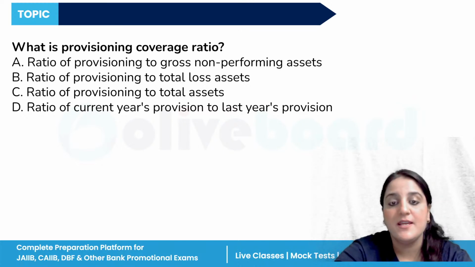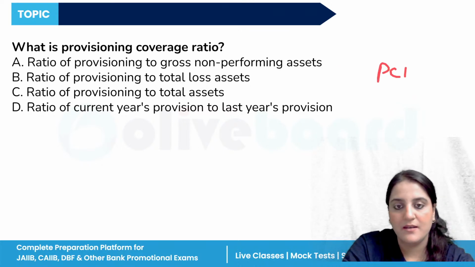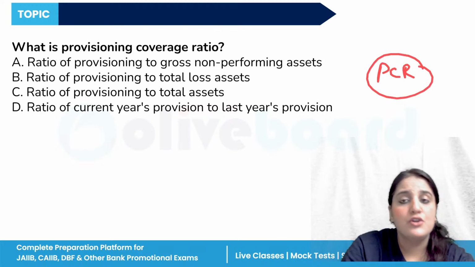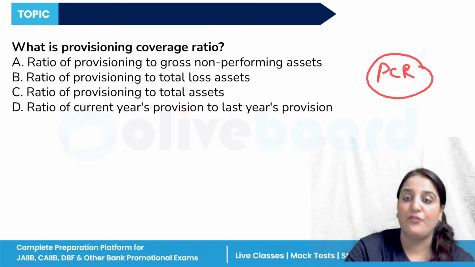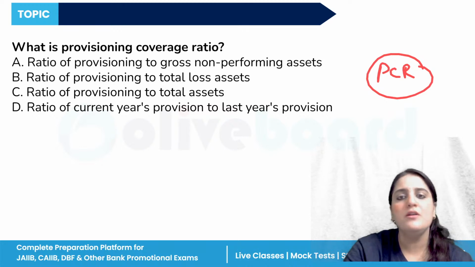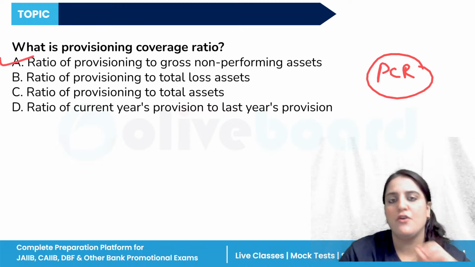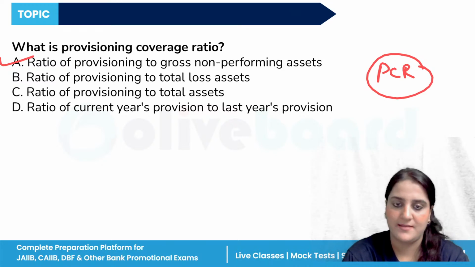What is provisioning coverage ratio? Provisioning coverage ratio, PCR, is essentially the ratio of provisioning to gross non-performing assets and indicates the extent of funds a bank has kept aside to cover loan losses. So option A is correct: ratio of provisioning to gross non-performing assets.